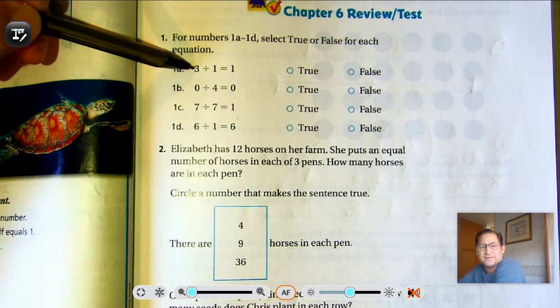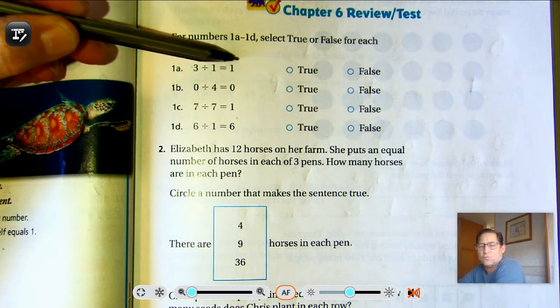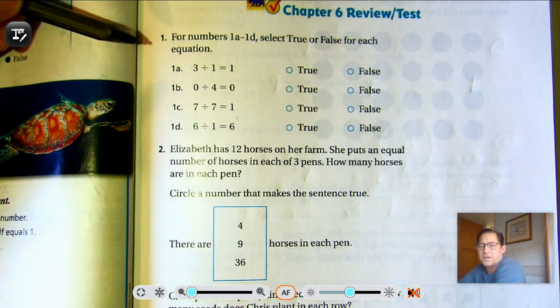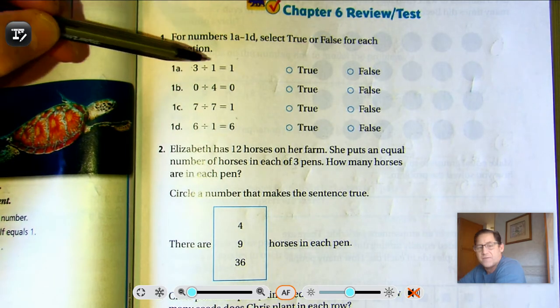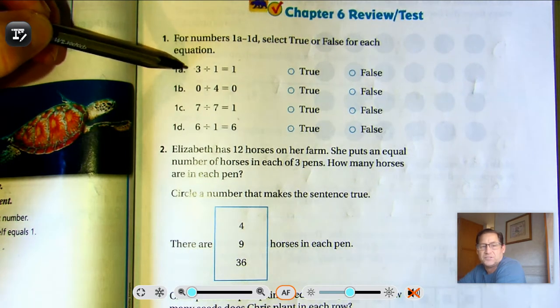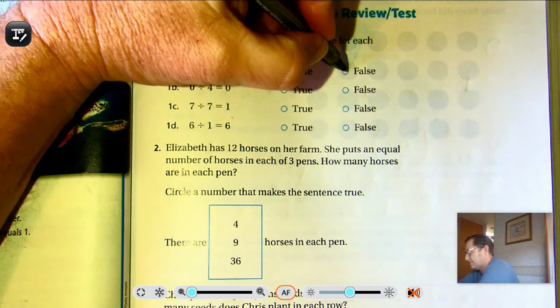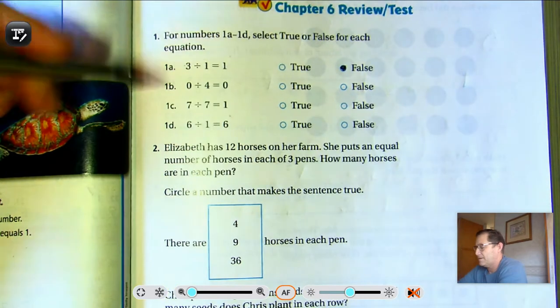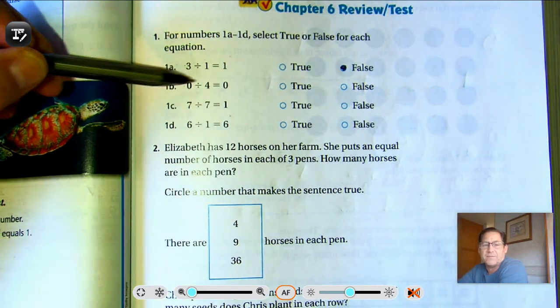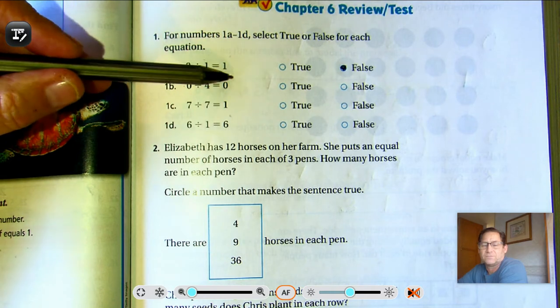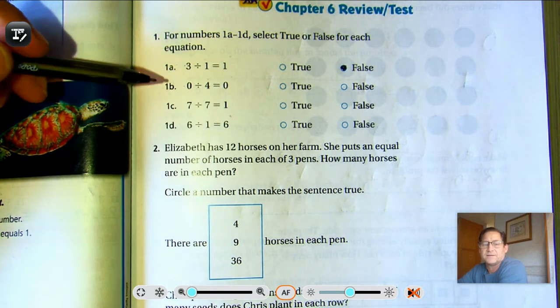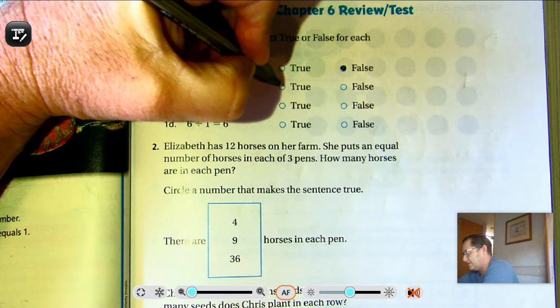Is 3 divided by 1, 1? No, any number divided by 1 is that number, so this should be 3. 0 divided by 4 is 0. That's true. 0 divided by any number is 0.